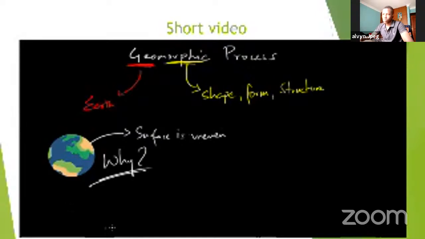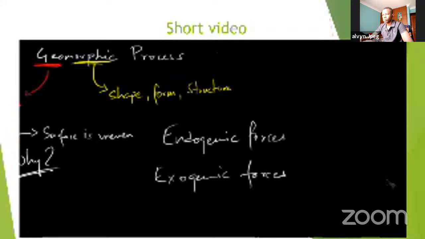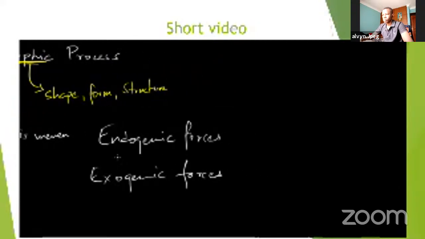Basically there are two forces that are the reason behind the unevenness of the Earth's surface. The first one is endogenic forces and the second one is exogenic forces. Let me just make some space so that you can see it more properly.